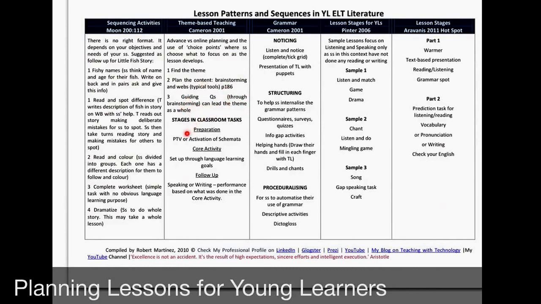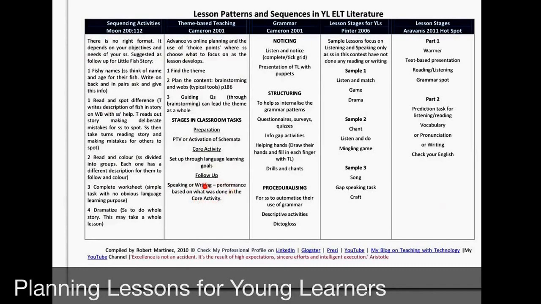And then the stages. Basically she says there should be a preparation stage where you pre-teach vocabulary or activate schemata. There's a core activity set up through language learning goals, and then a follow-up activity where there's some speaking or writing, and where the performance is based on what was done in the core activity. So all related.